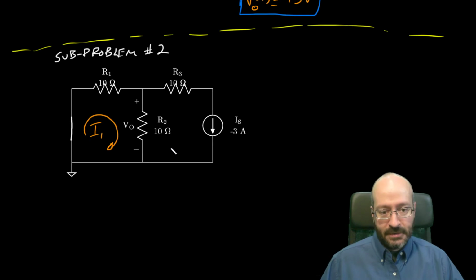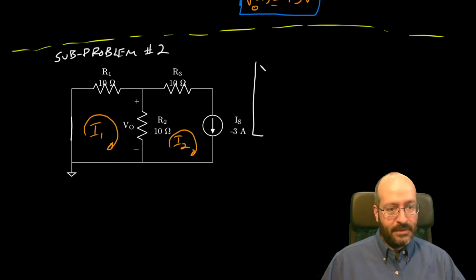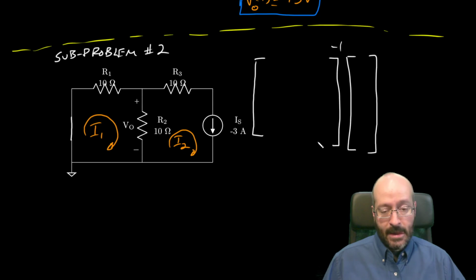Now we have 2 meshes. Okay, so it's going to look a little different, but we can go ahead and analyze that. If you didn't want to learn the shortcut before, man, I bet you do now. So it's going to be a 2-by-2 inverted and multiplied by a 2-by-1. Okay, so this is going to be 20, negative 10, negative 10, and 20.